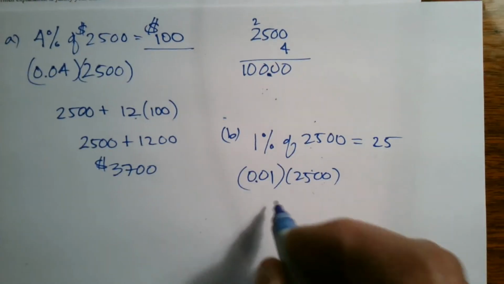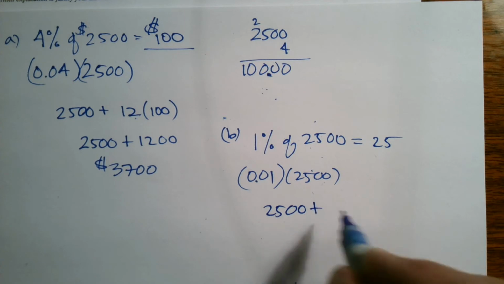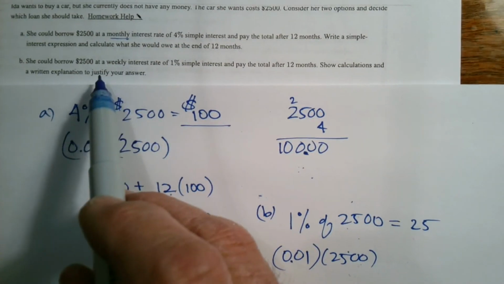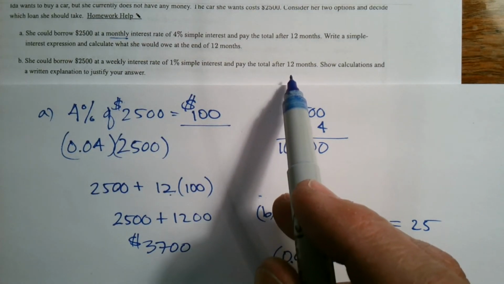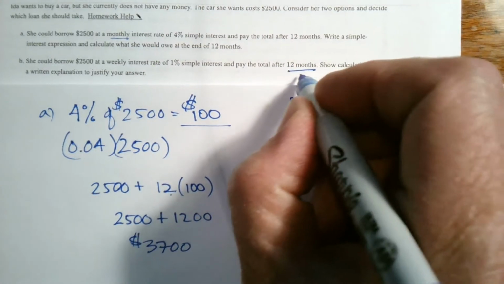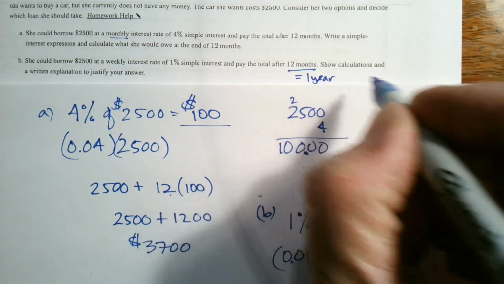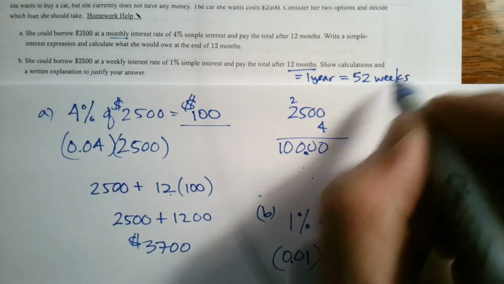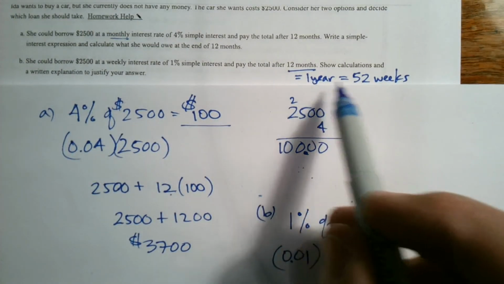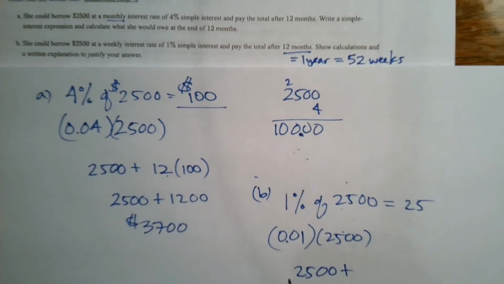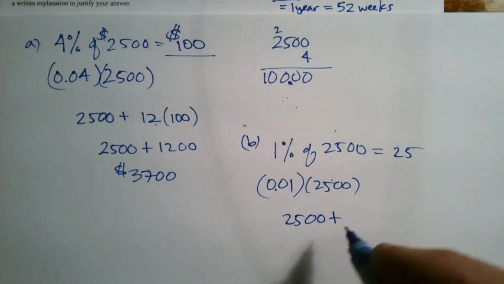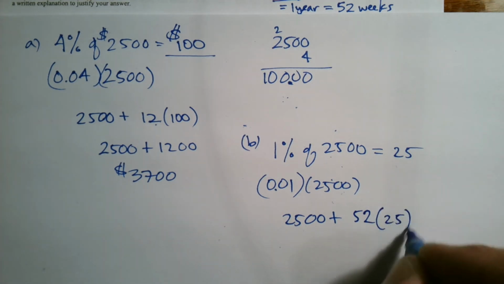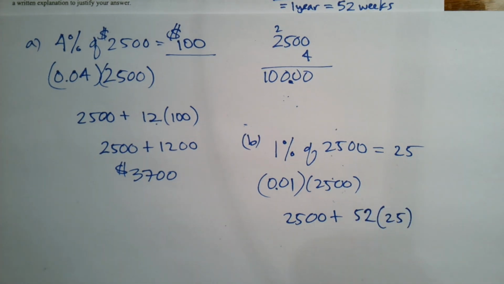So what would be my calculation here? It's the loan amount plus, in this case, a weekly interest rate, and it wants it after 12 months. Well, 12 months is 1 year, and what's true about 1 year? 1 year is 52 weeks. So my math is going to be 2,500 plus 52 times the simple interest of $25.